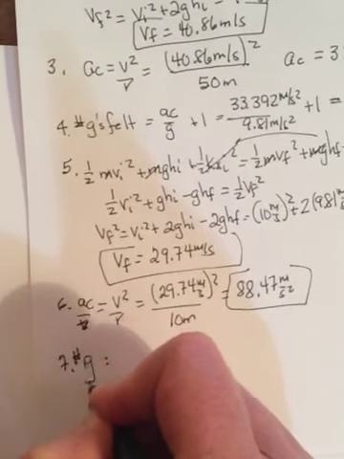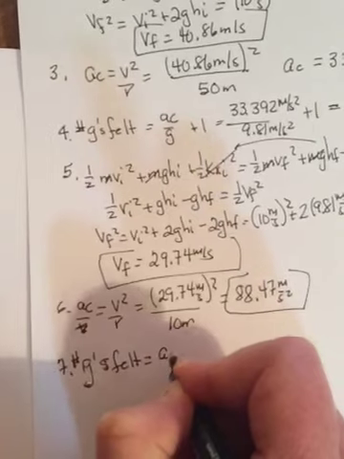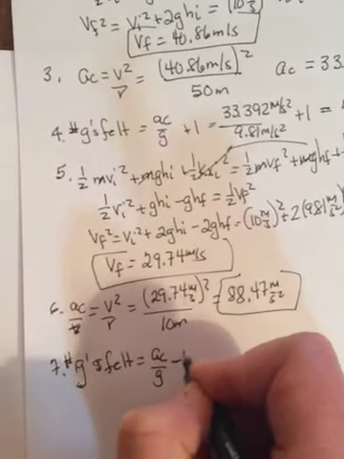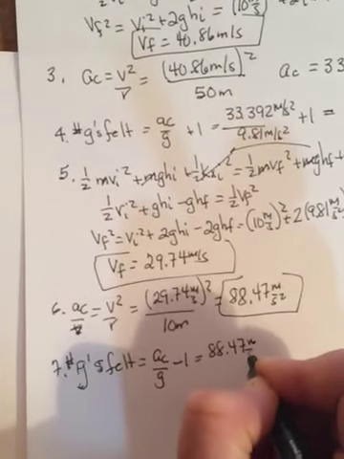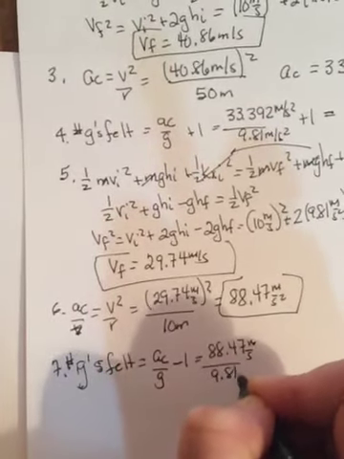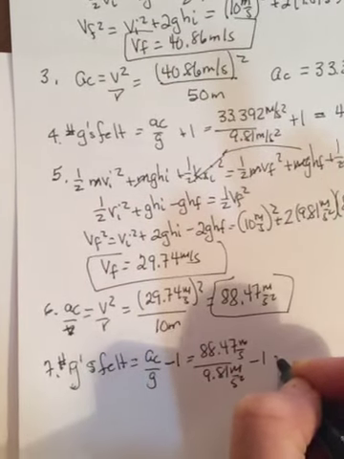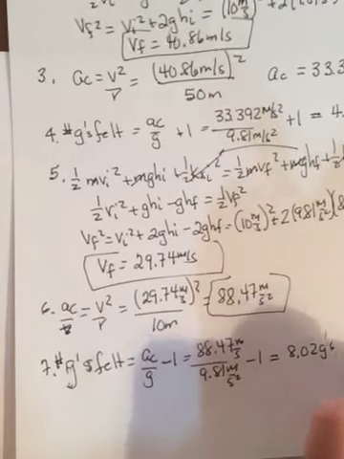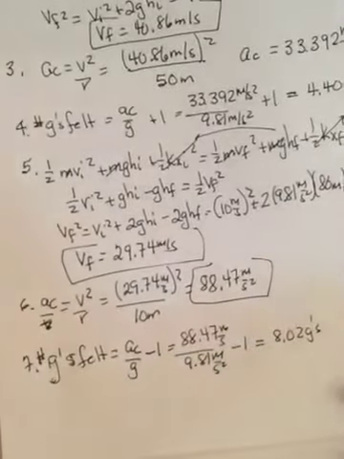Number of G's felt is equal to AC divided by G, and we're at the top of the loop now, so minus 1. So 88.47 meters per second divided by 9.81 meters per second squared minus 1. And you should get 8.02 G. So right at the limit, but you might be able to survive it.